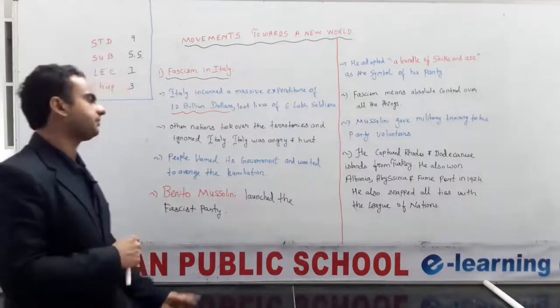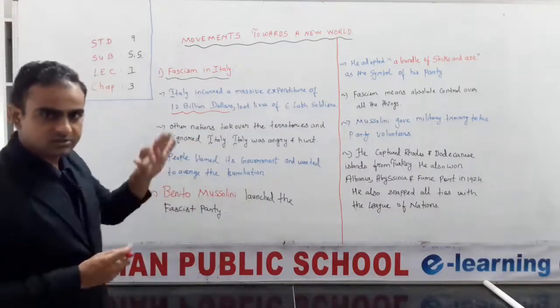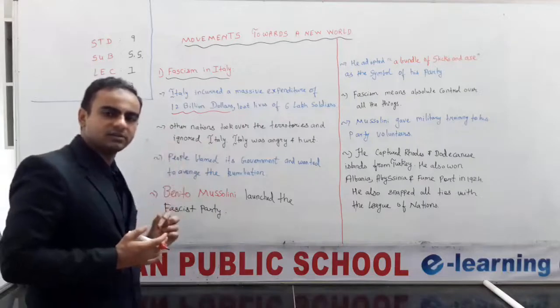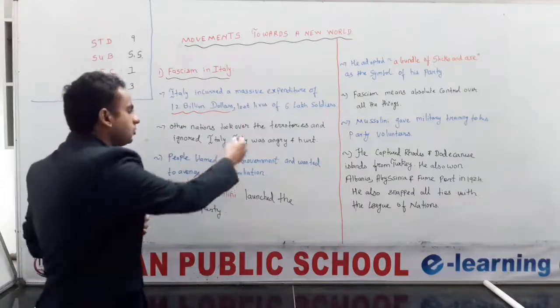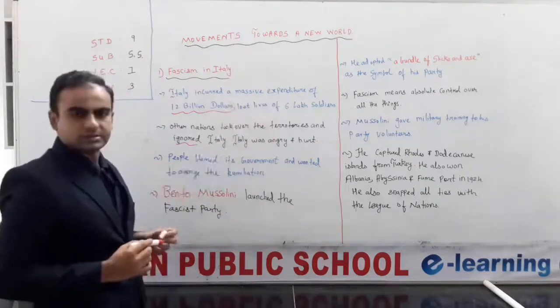600,000 soldiers. Then other nations took over the territories. Other nations, which were the winners in World War I along with Italy, took over the territories and ignored Italy.